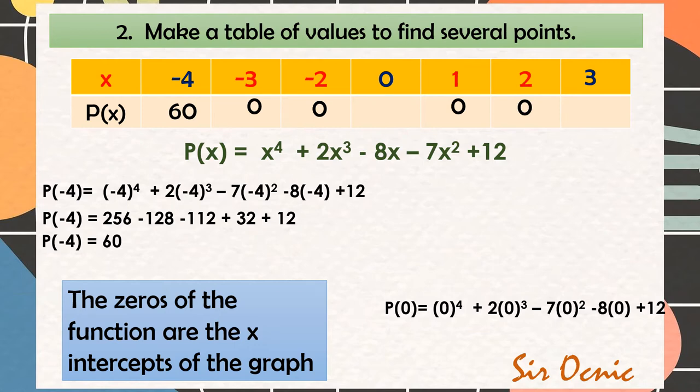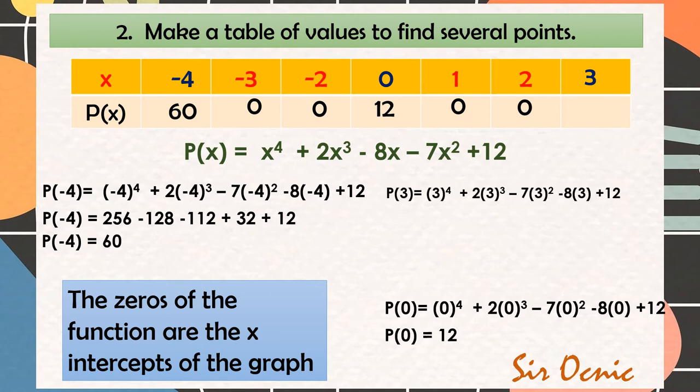If x is equal to 0, let us find p of 0. That is equal to 0 to the fourth plus 2 times 0 cubed minus 7 times 0 squared minus 8 times 0 plus 12. Since the multiplier is 0, all the products will then be 0. What will remain is the constant term, which is equal to 12. Therefore, if x is equal to 0, then p of x is equal to 12.